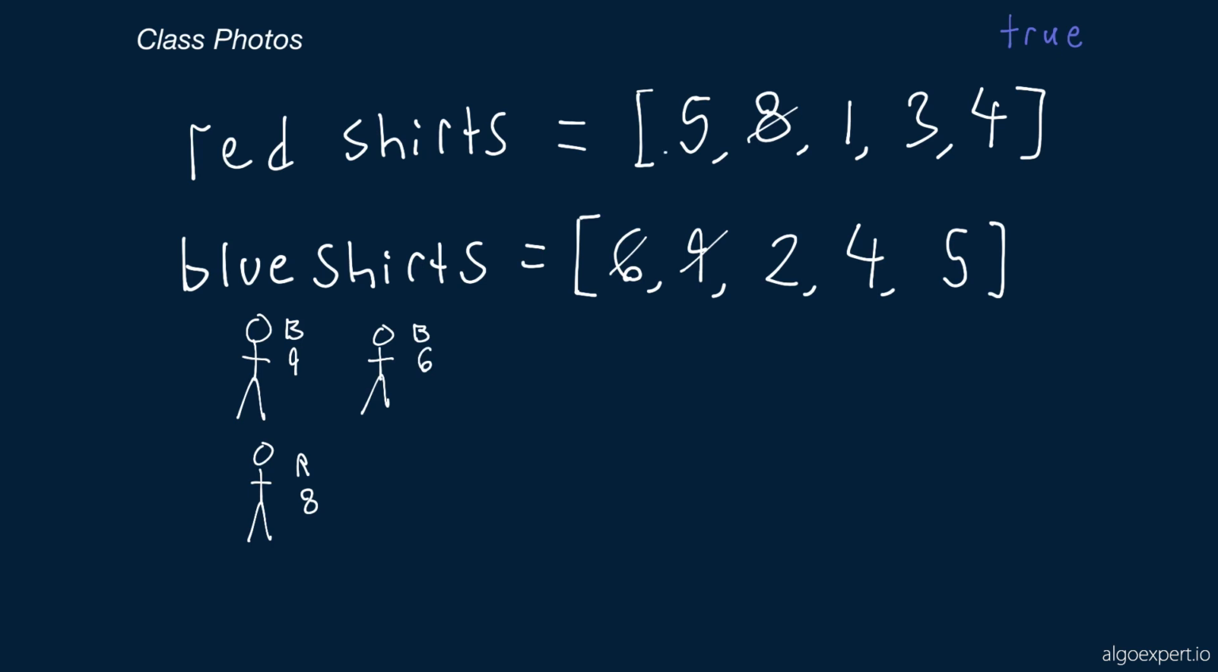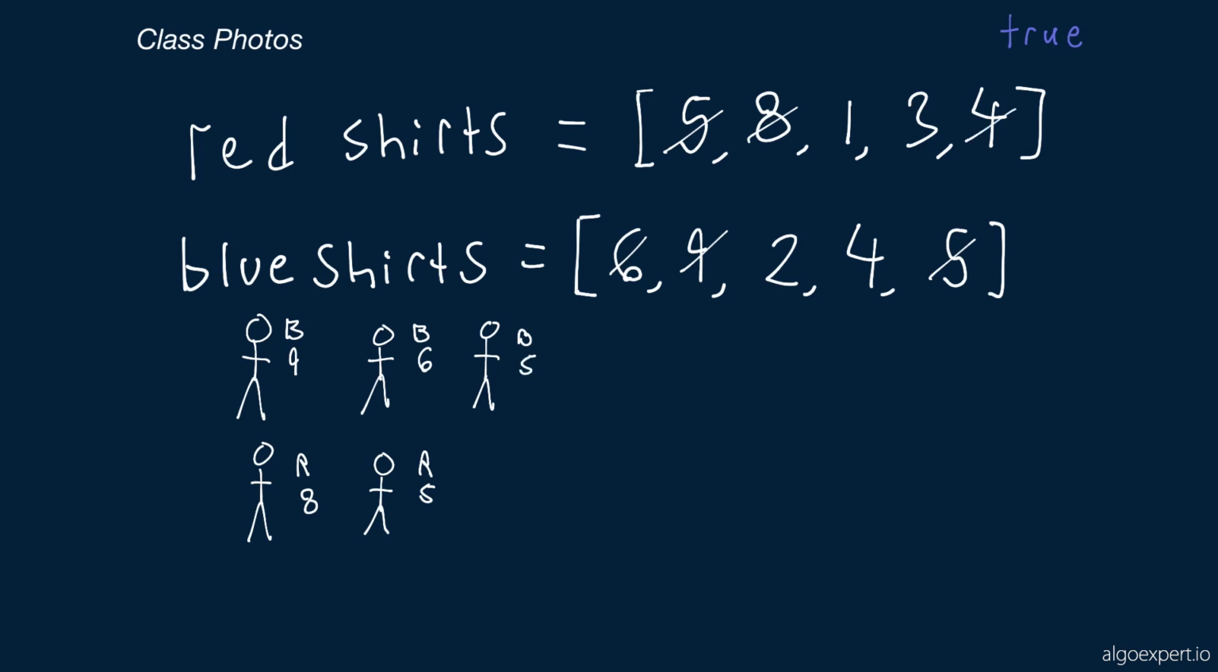And then I will place my student with height 5 in front of them. So height 5 like that. We'll say red, and then we will say 5. Now we will place our next student in the back row. So that's going to be a student with height 5. So this will be blue shirt and a height of 5.